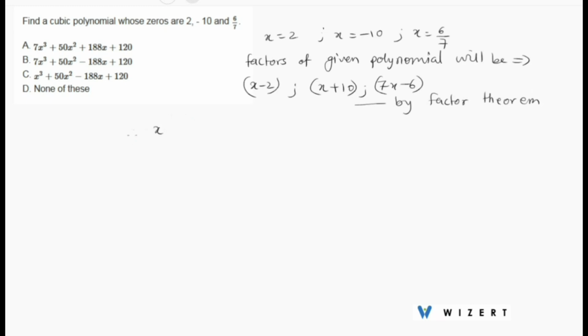Therefore, x minus 2 multiplied by x plus 10 multiplied by 7x minus 6 is the given polynomial. Therefore, let's see what we have. x minus 2 multiplied by x plus 10. We'll do this multiplication first.